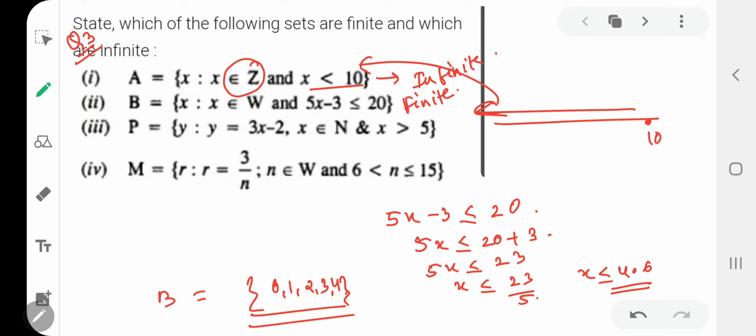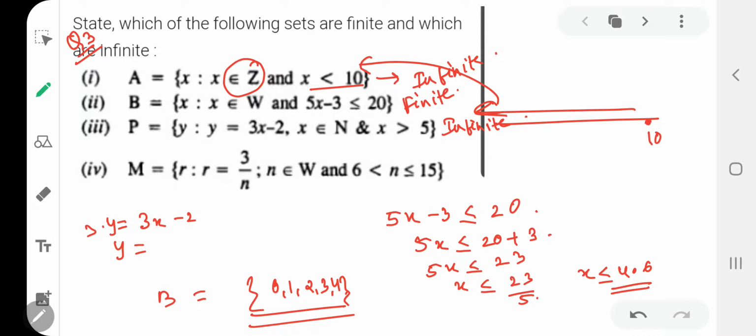Got my point clear? Shall we do third? And it says P is a set of y such that y is equal to 3x minus 2, where x is greater than 5. So x is greater than 5. Now my dear kids, x is greater than 5 means you can put 6, you can put 7, you can put 8, you can put 9, and so on. So whatever answer you will get, it will not have any limitation. So it will be an infinite set.